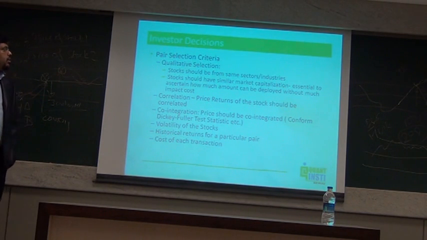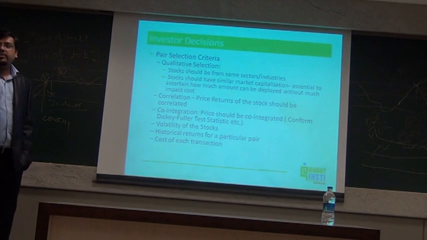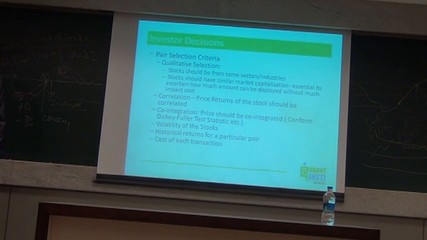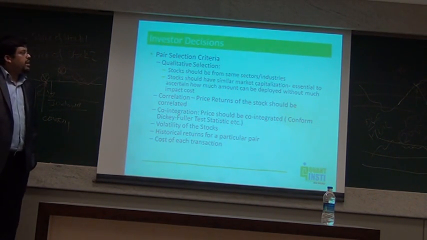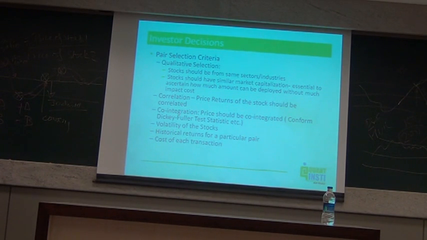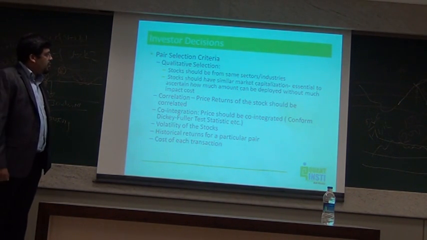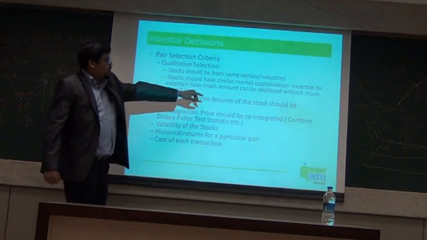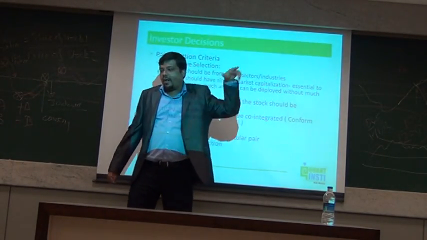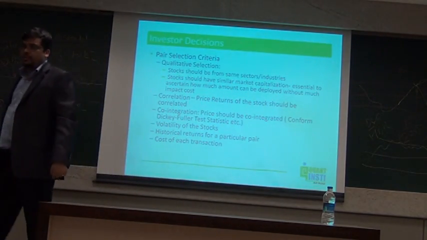Pair selection criteria, qualitative selection. Stocks should be from the same sector, industry. I discussed why. The stocks should have a similar market capitalization, essential to ascertain how much amount can be deployed without much impact cost. I would also like to put up similar market capitalization and impact cost.